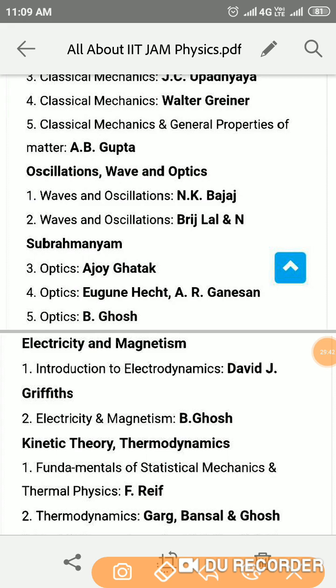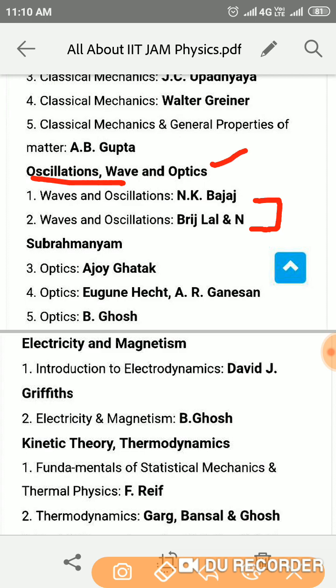Now for the books for oscillation, waves and optics. For waves and oscillation, both N.K. Bajaj and Brij Lal and Subramanyam, both the books are very good. You can choose either one of them. I am saying that you can choose any one of them. Okay, so for oscillation and waves, our job is done.